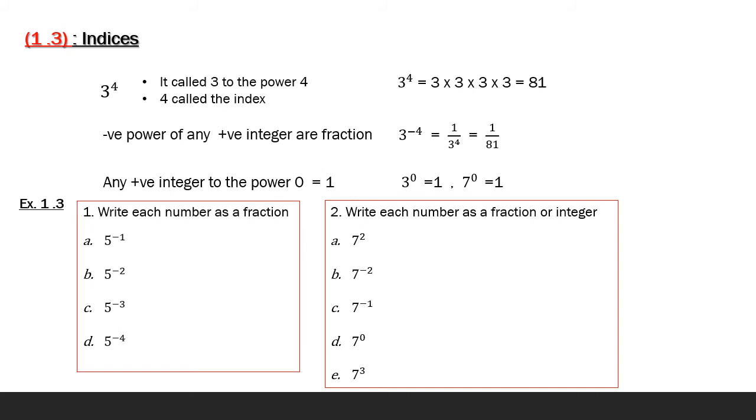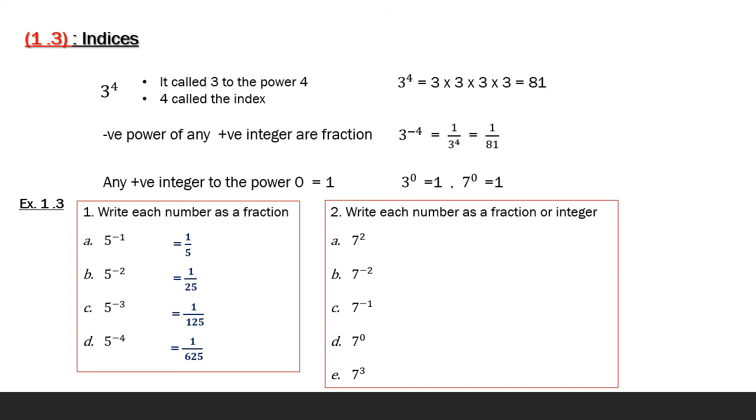Exercise 1.3. Write each number as a fraction. 5 to the power minus 1, 5 to the power minus 2, 5 to the power minus 3, 5 to the power minus 4. So 5 to the power minus 1 is equal to 1 over 5. 5 to the power minus 2 is equal to 1 over 5 to the power 2, which is 1 over 25. 5 to the power minus 3 is equal to 1 over 125. 5 to the power minus 4 is 1 over 625.